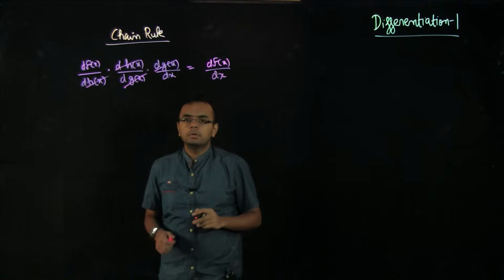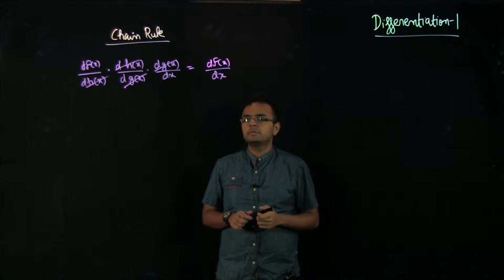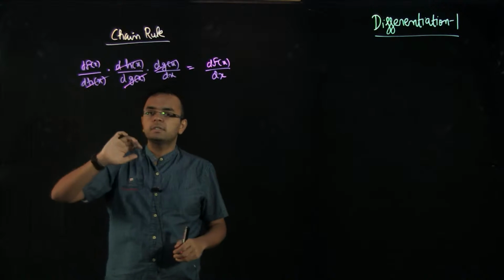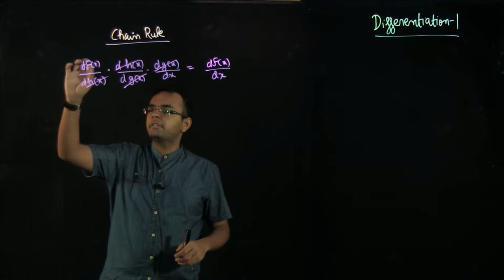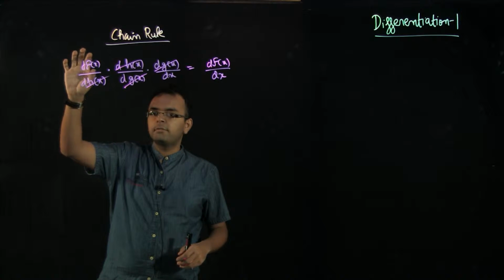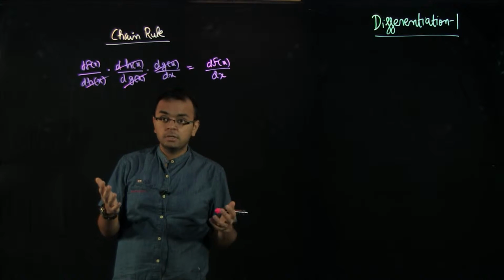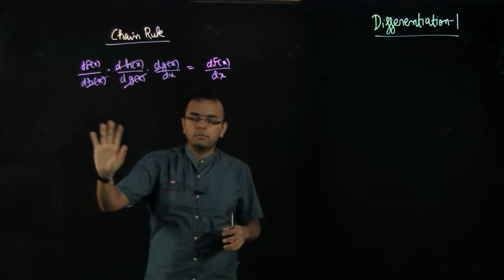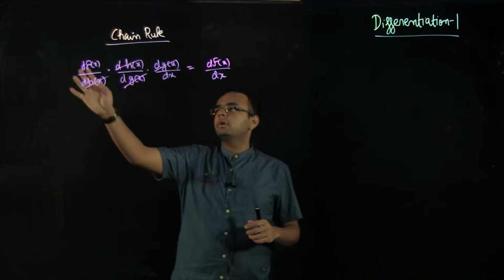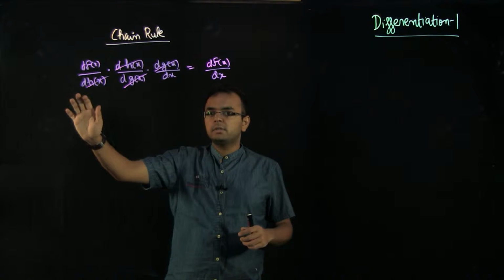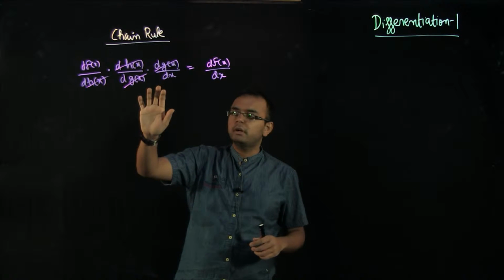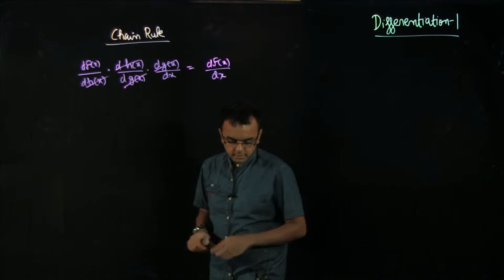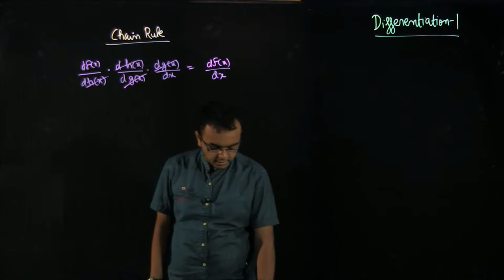I'll explain how we can use this, but I hope you are able to understand here. What I mean by d f by d h(x) is that if I can write function f in terms of another function h, then I can differentiate f with respect to h. I will do that in a moment, but basically the idea is that if you first differentiate f with respect to h, then h with respect to g, then g with respect to x, then effectively you are just differentiating f with respect to x.